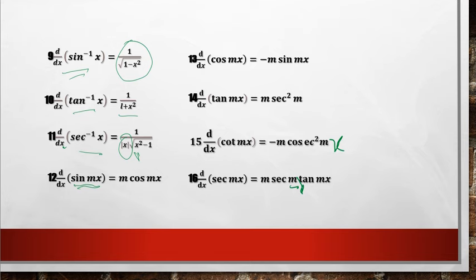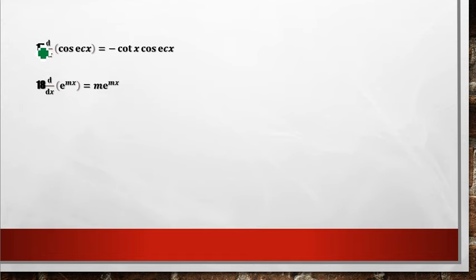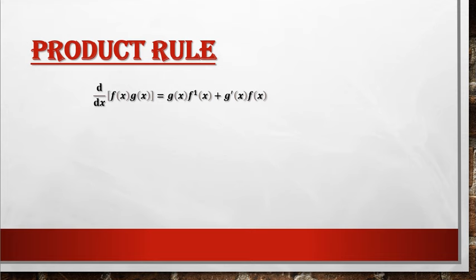formula for this part. Okay, so now coming to the last two formulas which are left, that is cosec x and e to the power mx. Now see, if someone asks you what is the differentiation of cosec x, then it is minus cot x cosec x. Clear? And for e to the power mx, it is m e to the power mx. Okay, so now let's come to the next part, which is the product rule.